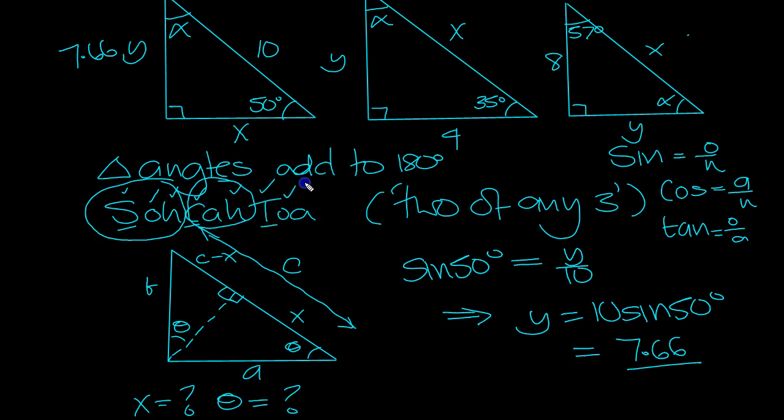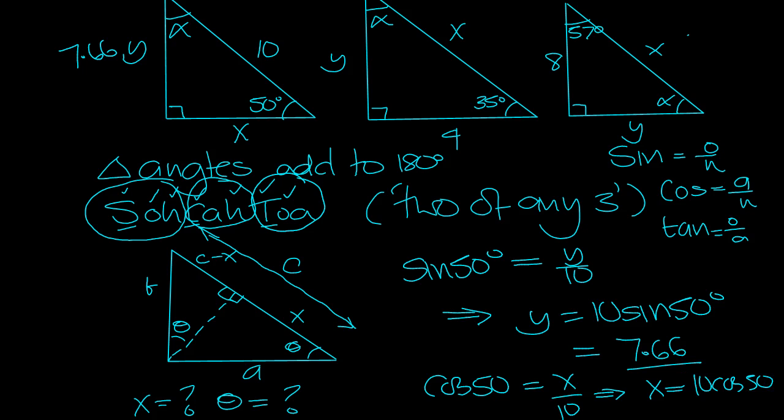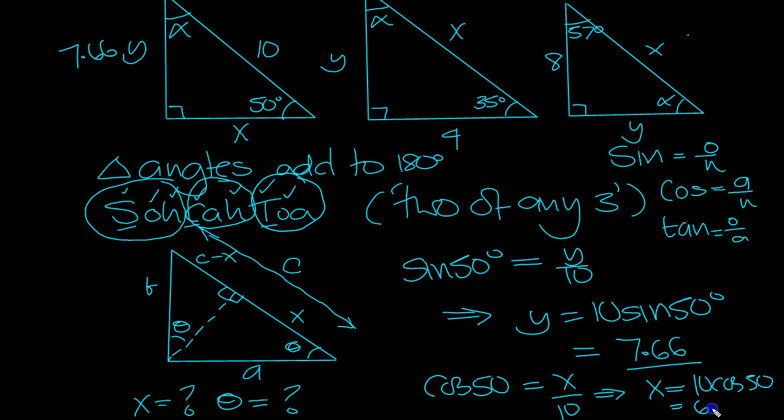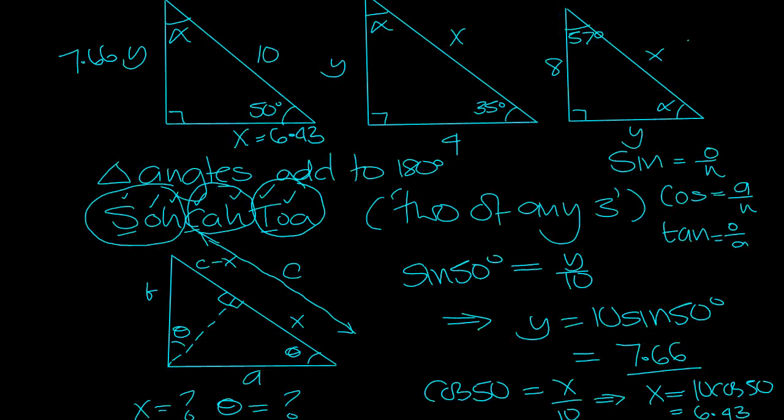And then we can use either of these two now to get x. Let's use cosine, because we had it already, so why not? Cos 50 is adjacent over hypotenuse, x over 10. So that tells us what x is. Move the 10 up to times 10 cosine 50. Let's go back to our calculator and put cos in. 10 cos 50 is 6.43 units. And we can put that in the diagram as well. Okay, so that's that one done. Move on to the next one.